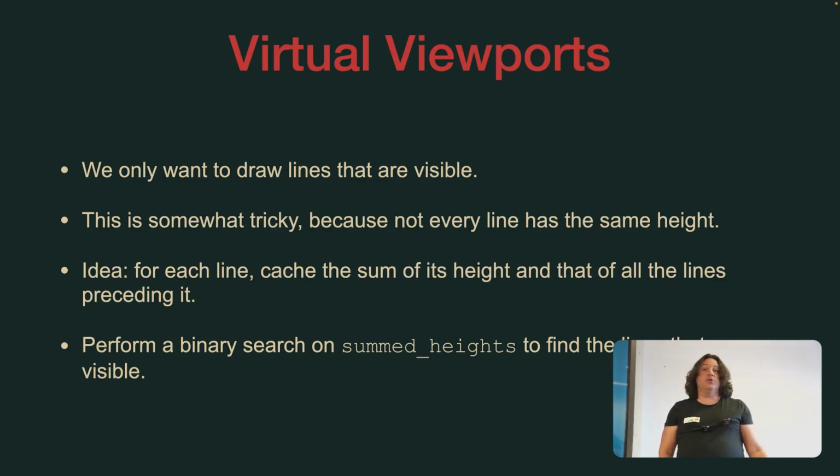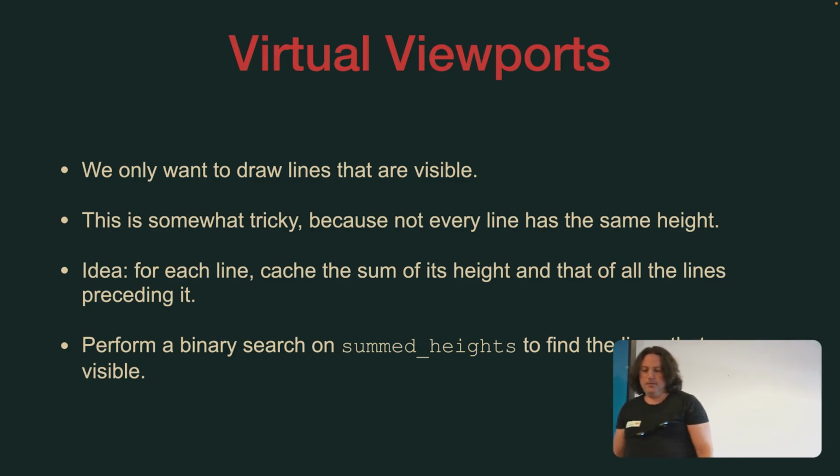So when you're drawing large documents, say 20, 50K lines, you only want to draw the lines that are visible, otherwise you're wasting a lot of work. That's somewhat tricky because not every line has the same height because of word wrapping, because of folding. So the idea is that for each line, we can cache the sum of its height and that of all the lines preceding it, with something I call summed height. Once you have that for every line, you can perform a binary search on summed heights to find the lines that are visible.